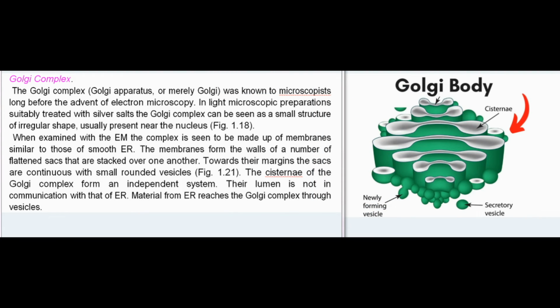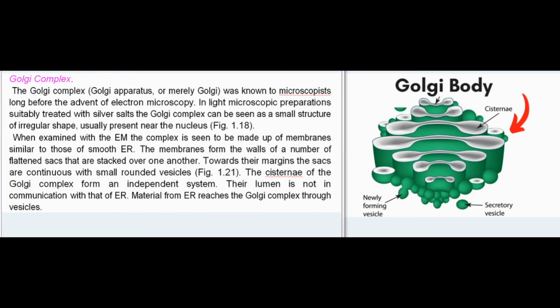Golgi complex. The Golgi complex, Golgi apparatus, or merely Golgi, was known to microscopists long before the advent of electron microscopy. In light microscopic preparations suitably treated with silver salts, the Golgi complex can be seen as a small structure of irregular shape, usually present near the nucleus, Fig 1.18. When examined with EM, the complex is seen to be made up of membranes similar to those of smooth ER. The membranes form the walls of a number of flattened sacs that are stacked over one another. Towards their margins the sacs are continuous with small rounded vesicles, Fig 1.21.